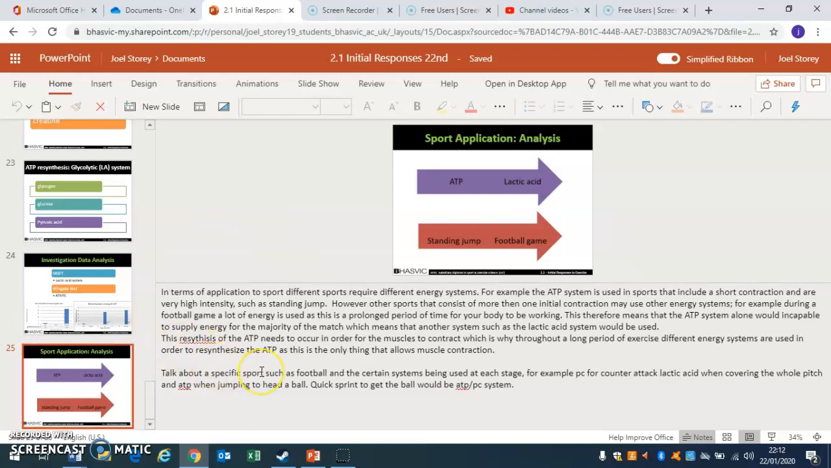In a football game, there will be different energy systems used throughout. Predominantly the aerobic system, as oxygen is used a lot, and even though it takes a long time to provide this energy, this will provide the most amount of energy and therefore is the most helpful in a sport such as football. However, other systems in football are used, such as the ATP system when there is a quick sprint to get the ball, or when counter-attacking.